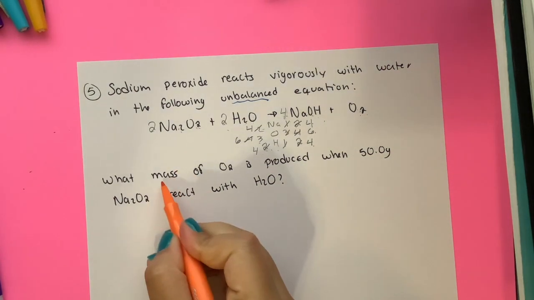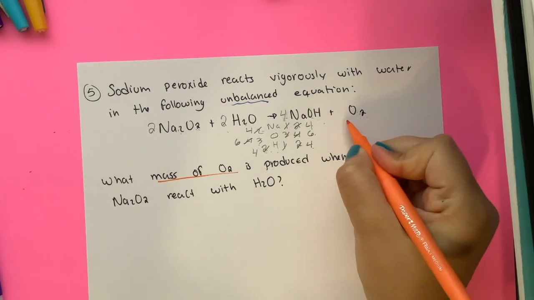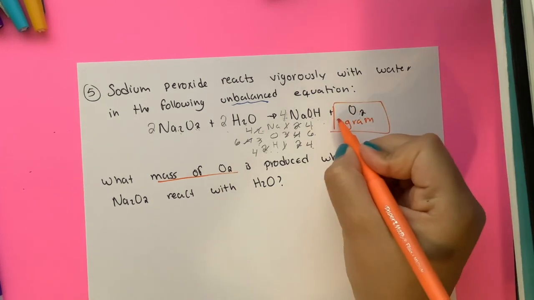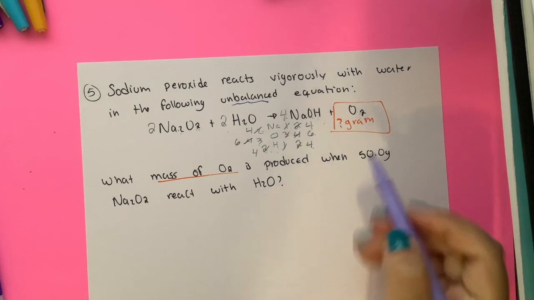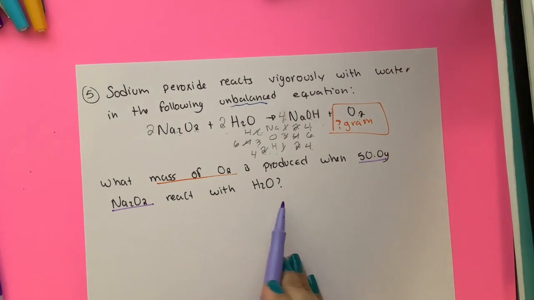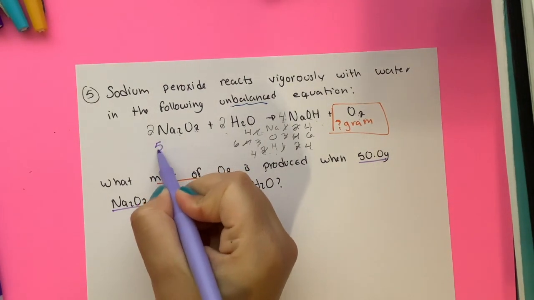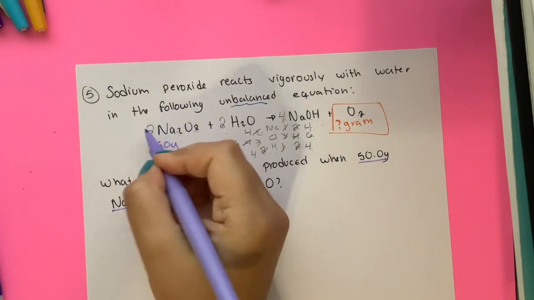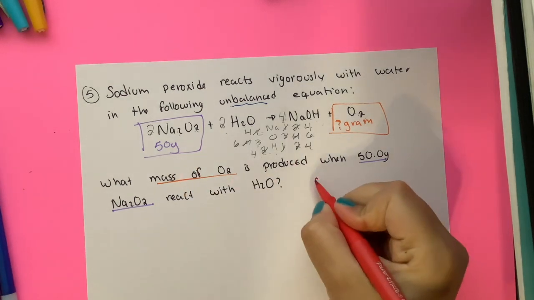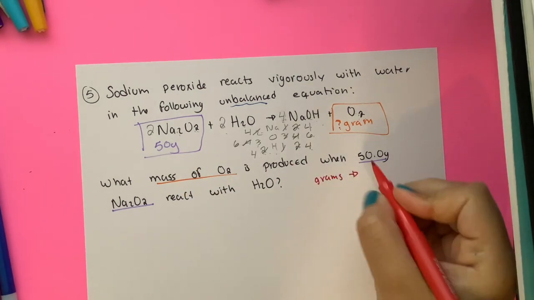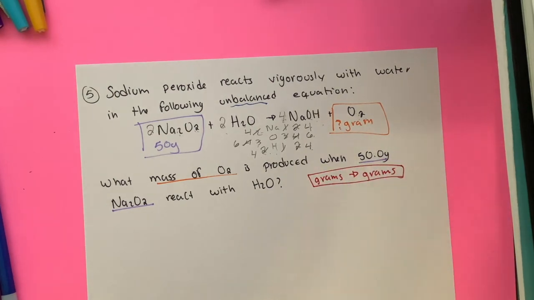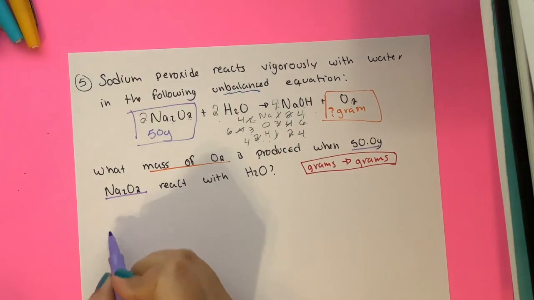What mass of oxygen, so they're asking me for mass, remember mass is grams, question mark, of oxygen is produced when 50 grams of sodium peroxide reacts with water. So they're giving me 50 grams of Na2O2. In this question, they're giving me the information in grams, and they're asking me to find the grams of another compound. So I'm going to start by writing what was given to me.